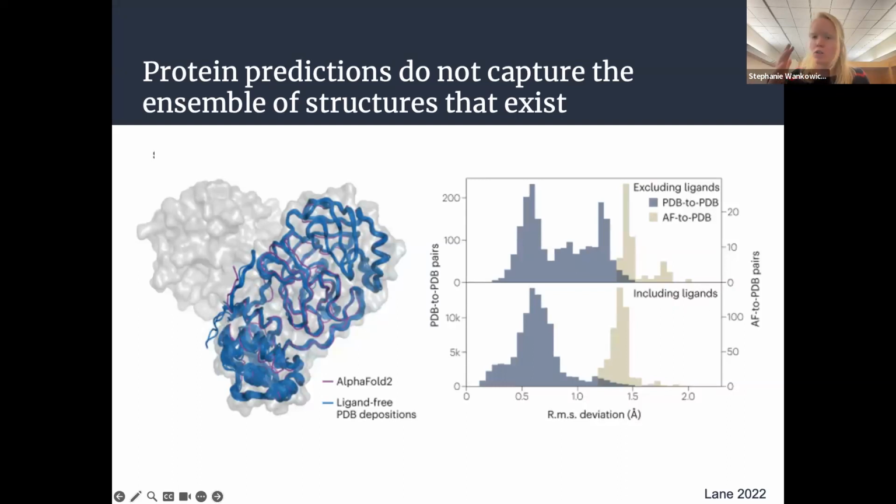And then when we also look at if we include ligands, so now we have a ligand bound structure, we can see that the distribution of the PDB to PDB is very different, right? It now just has a single mode in it instead of a bimodal distribution. And so we can see that ligands tend to change the ensemble, the structural ensemble. But the AlphaFold model is not really picking up on that.